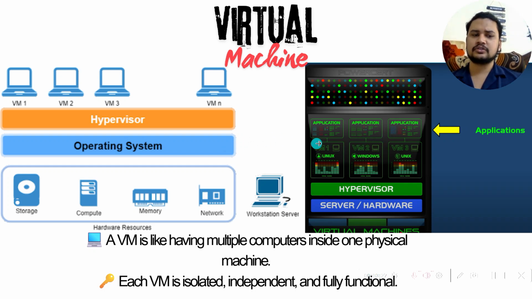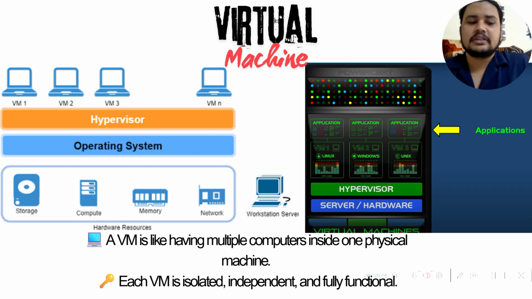But if you see these two architectures, there is no operating system here. On top of the hardware, the hypervisor is there. I will explain in the next session how the hypervisor works and what the different types of hypervisor are. So a VM is like having multiple computers inside a physical machine. Each VM is isolated, independent, and fully functional.